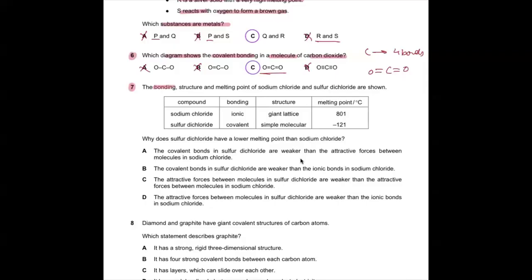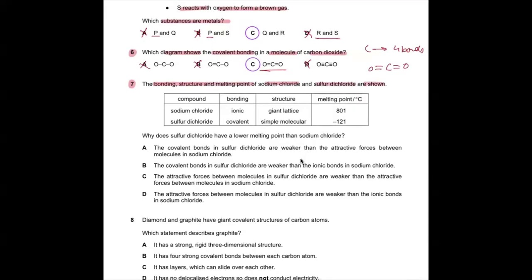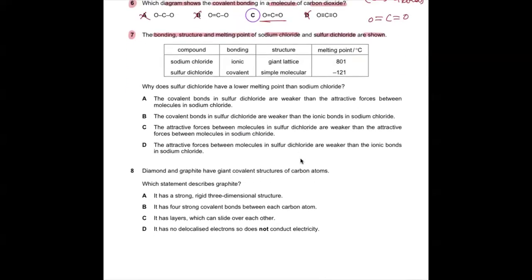Now, MCQ number 7. The bonding structure and the melting point of sodium chloride and sulfur dichloride are shown. Okay, so if you see, it's giant and simple molecular, ionic and covalent. Their names and their melting points are all given. Why does sulfur dichloride have a lower melting point than sodium chloride?